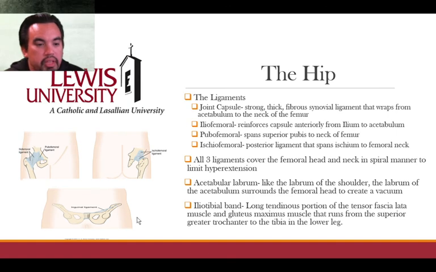So just like we have the labrum in the shoulder, we also have the acetabular labrum, and that helps deepen the socket of the hip and really helps encapsulate that. However, it's much stronger than the shoulder labrum.